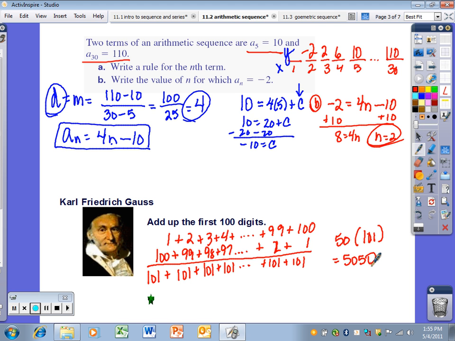So let's see what little Freddy Gauss did. Little Carl Friedrich Gauss. This is which term? The first term. Plus, this is which term? The last term. And we represent that as a sub n. And he added those two together. He didn't need 100, he only needed 50 of them. 50 is half of all the terms. And that is how he got the sum of an arithmetic sequence. N over 2 times a sub 1 plus a sub n.